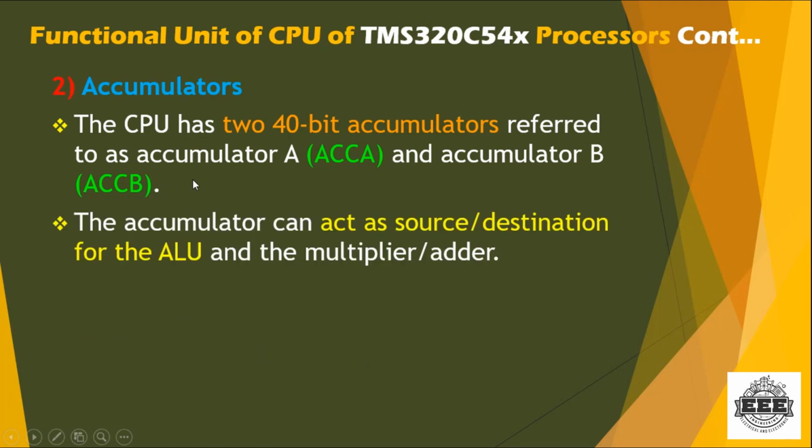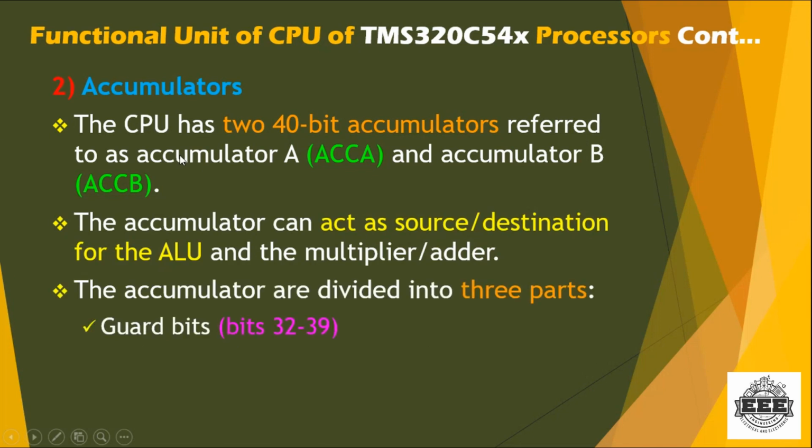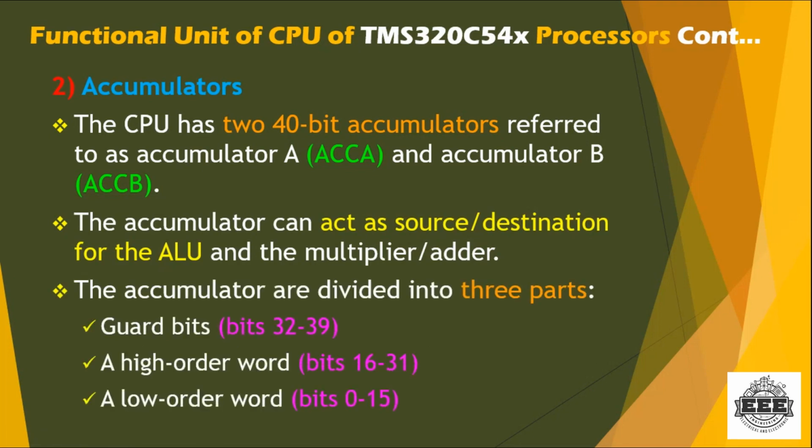The accumulator can act as a source or destination for the arithmetic logical unit, the multiplier and the adder. For example, if you are given any addition or subtraction, the arithmetic logical unit's destination is an accumulator. The accumulator is divided into three parts: the guard bits, the high order word, and the low order word. The guard bit range is 32 to 39, the high order word ranges from 16 to 31, and the low order range is from 0 to 15.